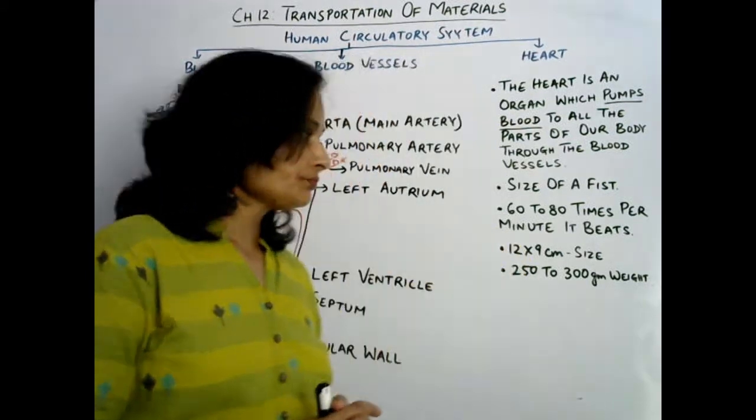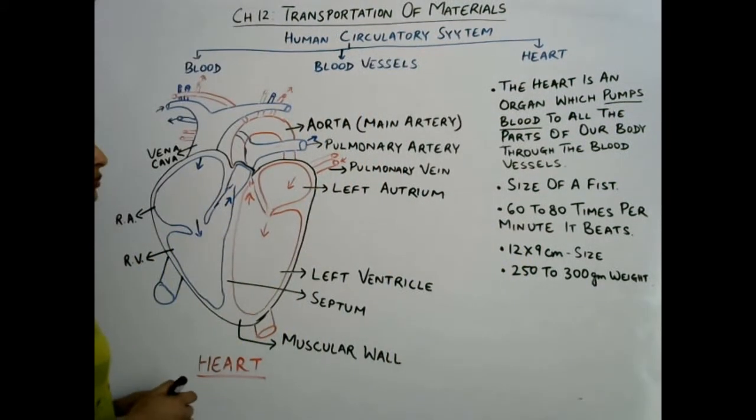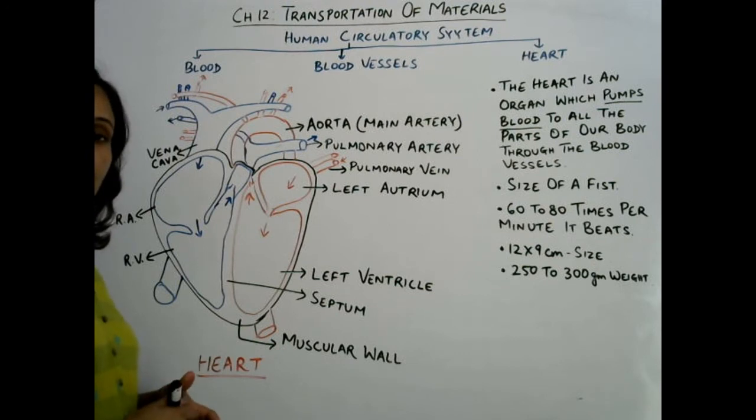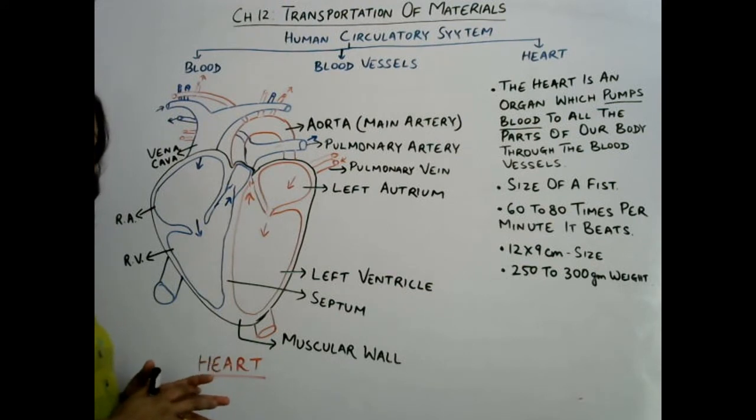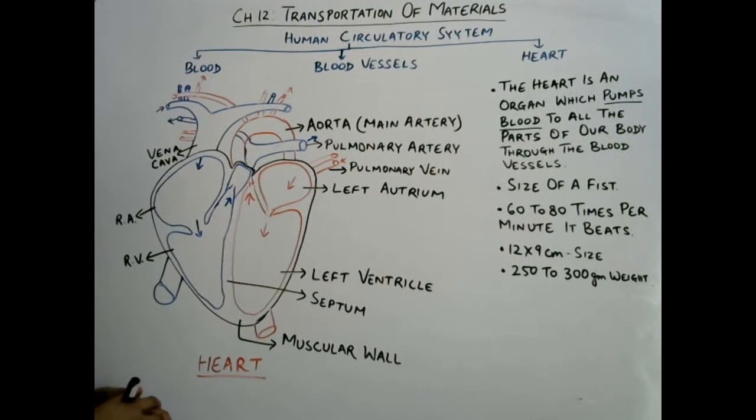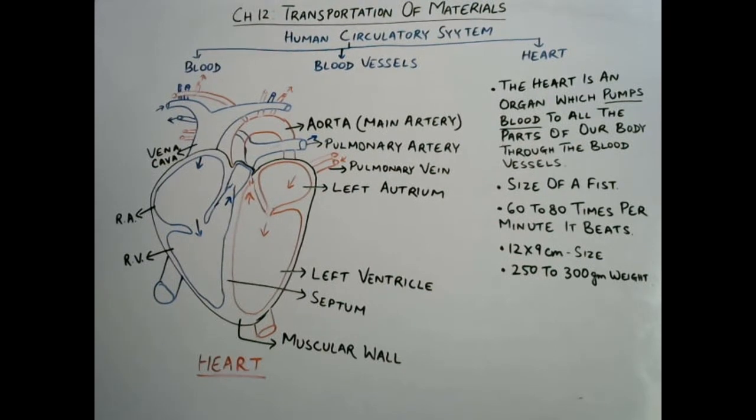Okay, now look at the diagram of human heart. So human heart is having 4 chambers, 2 left chamber and 2 right chamber. Upper left chamber is called left atrium and lower left chamber is called left ventricle. Upper right chamber is called right atrium and lower right chamber is called right ventricle.